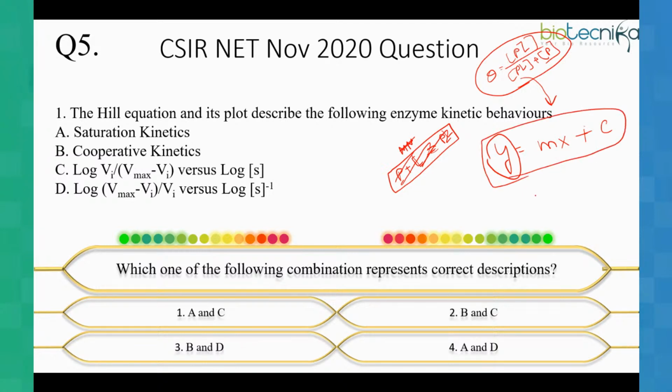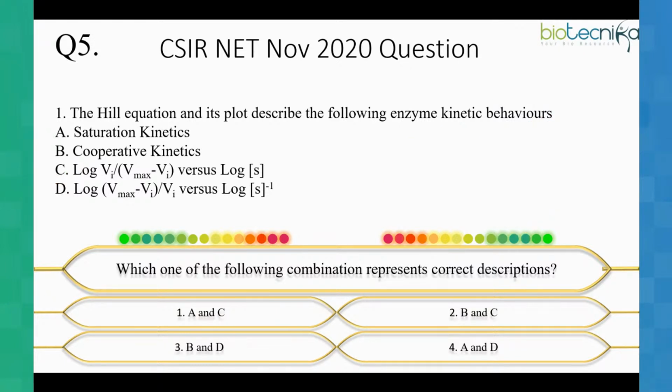When we get this form, we see that y, meaning Vi, which is nothing but V0 divided by Vmax minus V0, is equal to m log of substrate plus C. So C and m also have values. Basically, whatever you have in place of y and in place of x is what we plot on the axes. So option C is correct over here, what is plotted in the Hill plot. It will give you a straight line graph equation, and this is always cooperative kinetics.